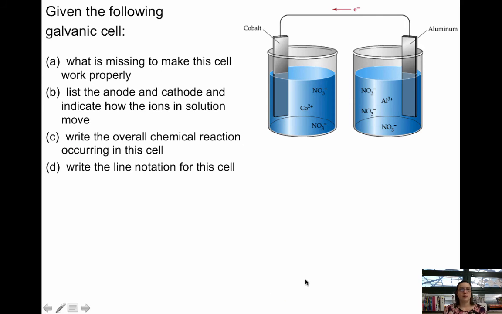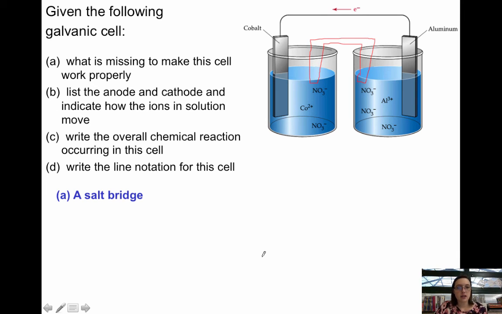So here's another example. Given the following, what is missing? So I want you to take a look at this picture. What is missing from this picture to make this cell work properly? Well, it's the salt bridge. We're missing the salt bridge that belongs in between the 2 beakers, because remember, the whole point of the salt bridge is to maintain electrical neutrality. If this salt bridge isn't here, then cations and anions can't flow, which means your electrons aren't going to flow.